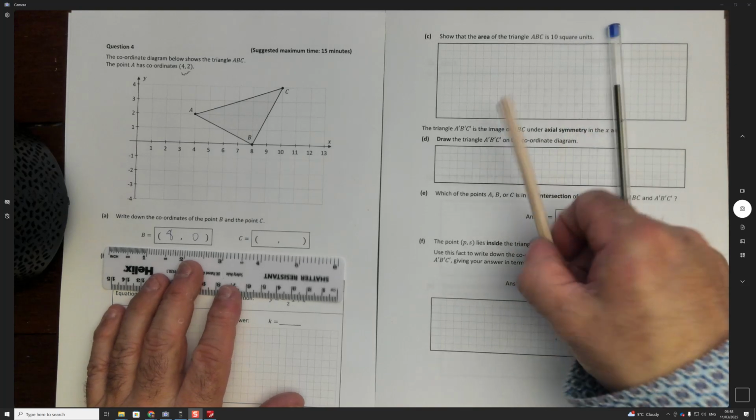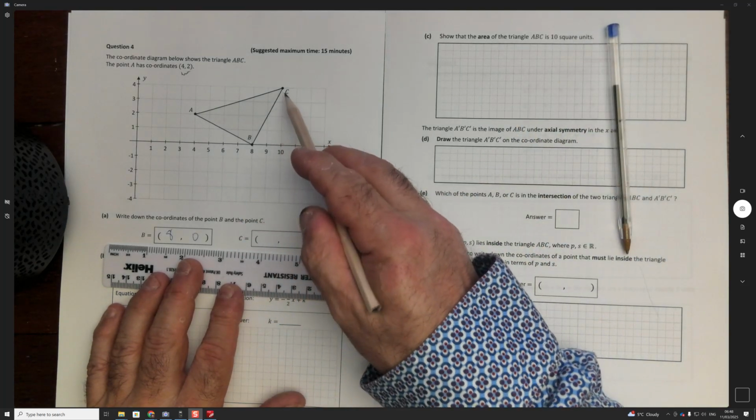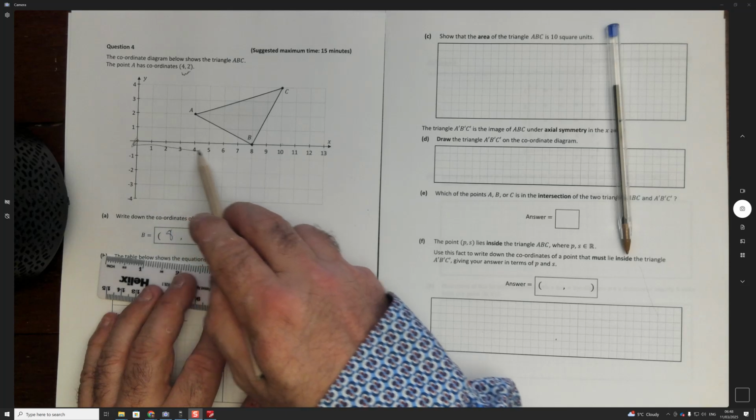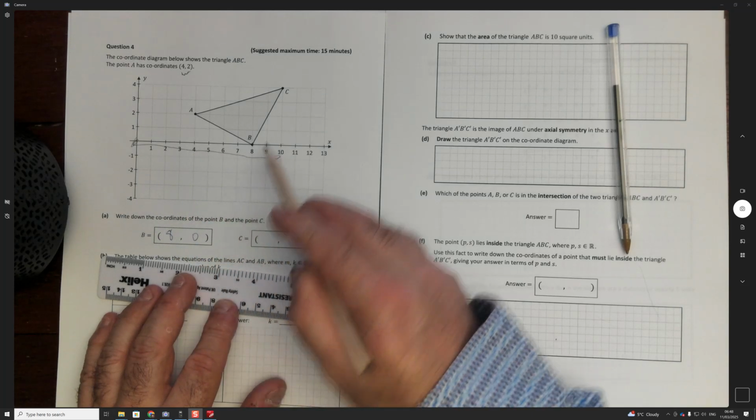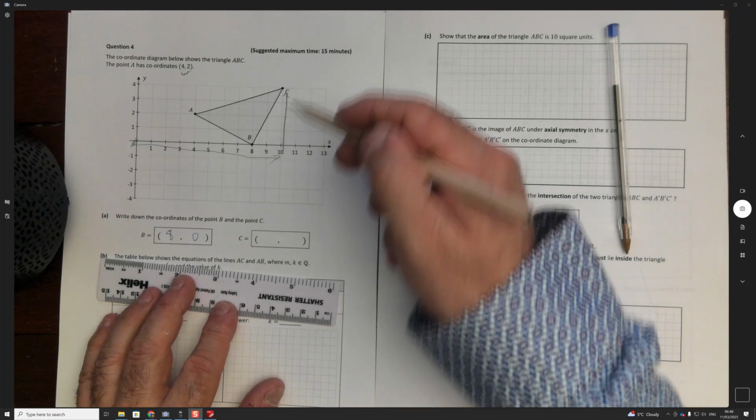And for C, we're coming out 10 and up 4. So you're starting here and you're heading left or right. In this case it's right, out 10, and then you're going up 4 boxes.